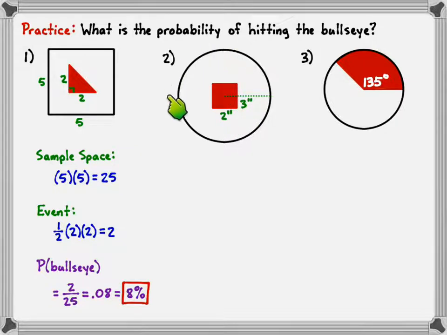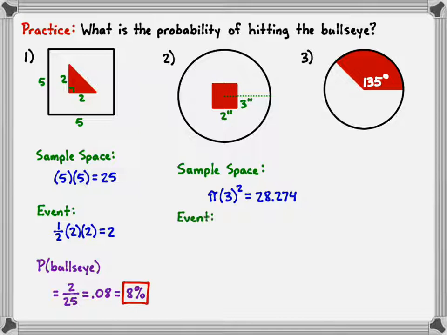For number 2, our event space, the thing that we want to have happen, is hitting the square, and our sample space is hitting the circle. So our sample space is going to be the area of the circle. Now remember, the area of a circle is pi r squared, so you can see that the radius here is 3. So it's going to be pi times 3 squared, which is 9 pi, or putting it in decimal form is 28.274. And then our event space is the square.